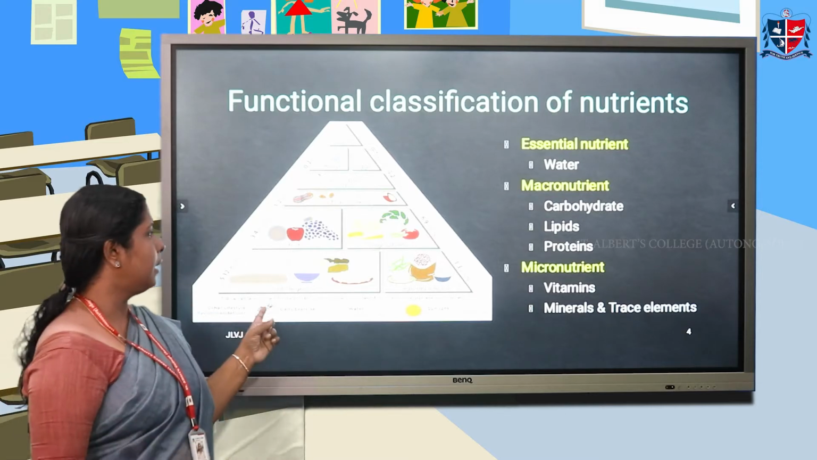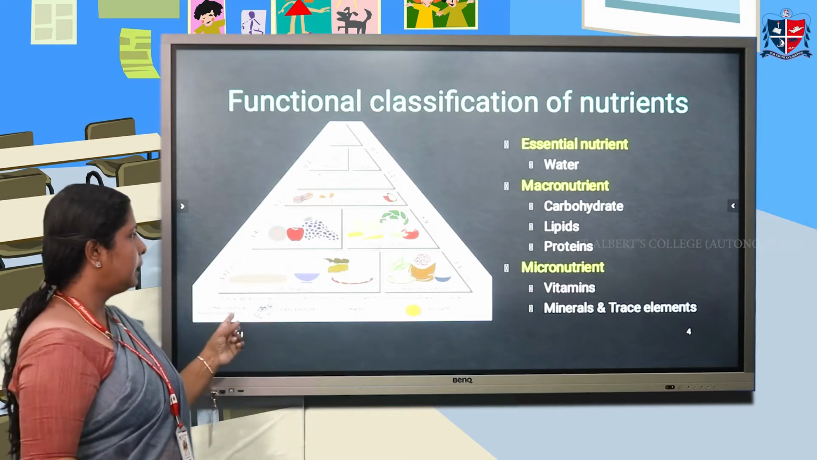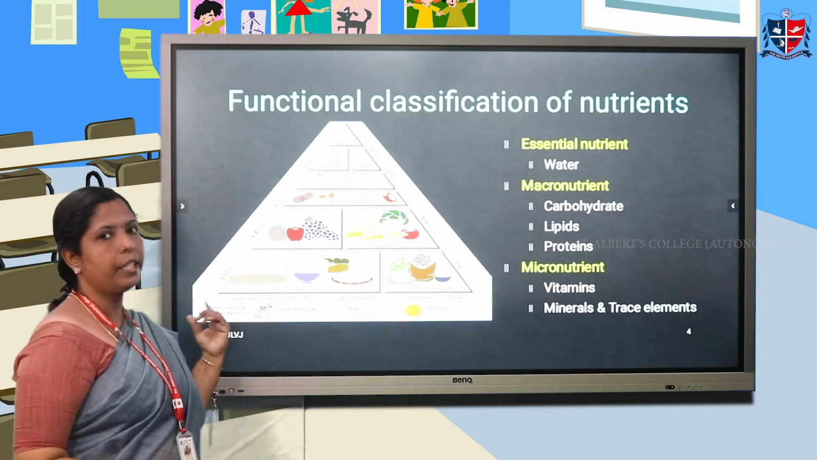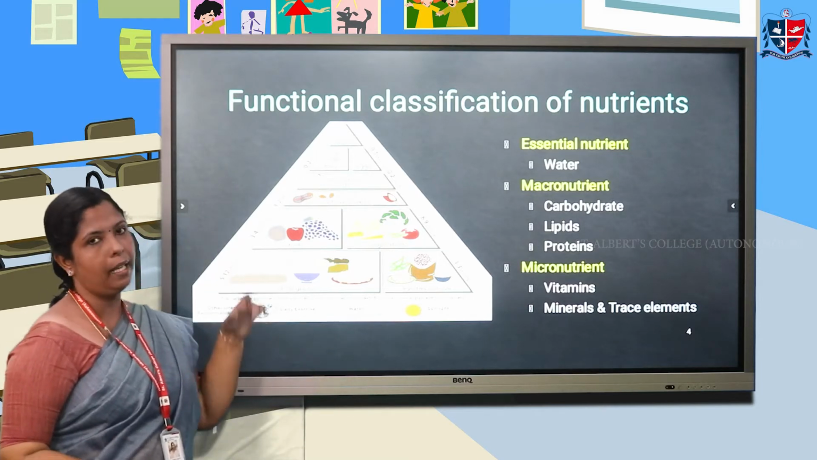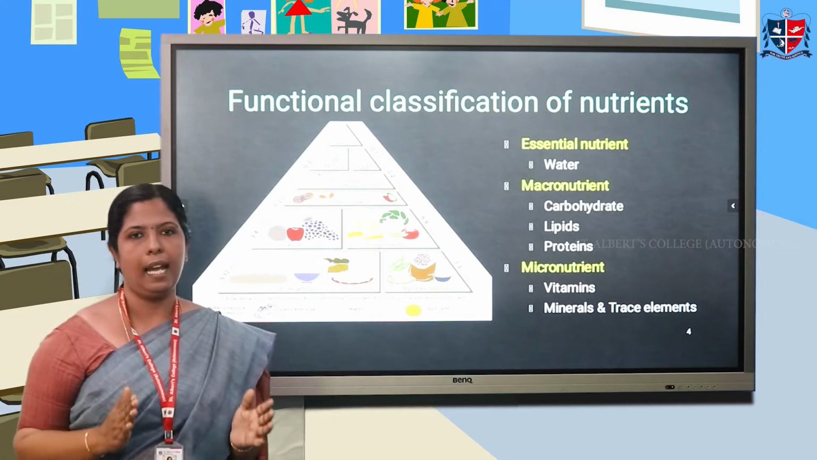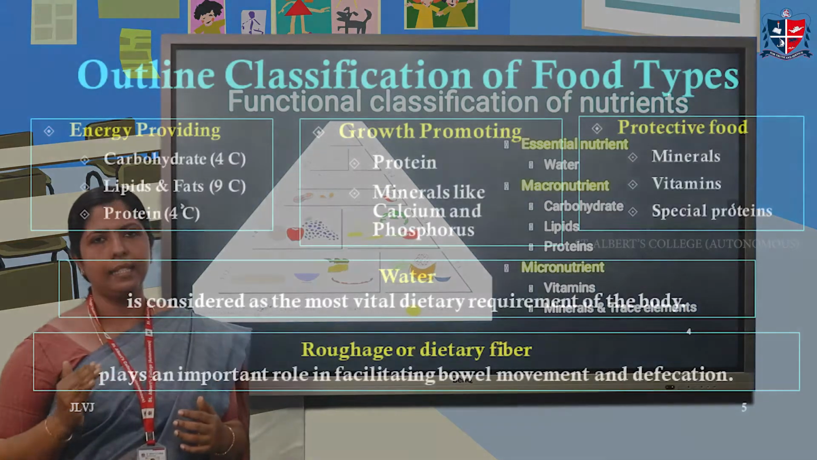Here you can see a food chart which suggests what proportion we should take. Macronutrients definitely come at the base. Always follow this chart so that we have a healthy diet and lifestyle.